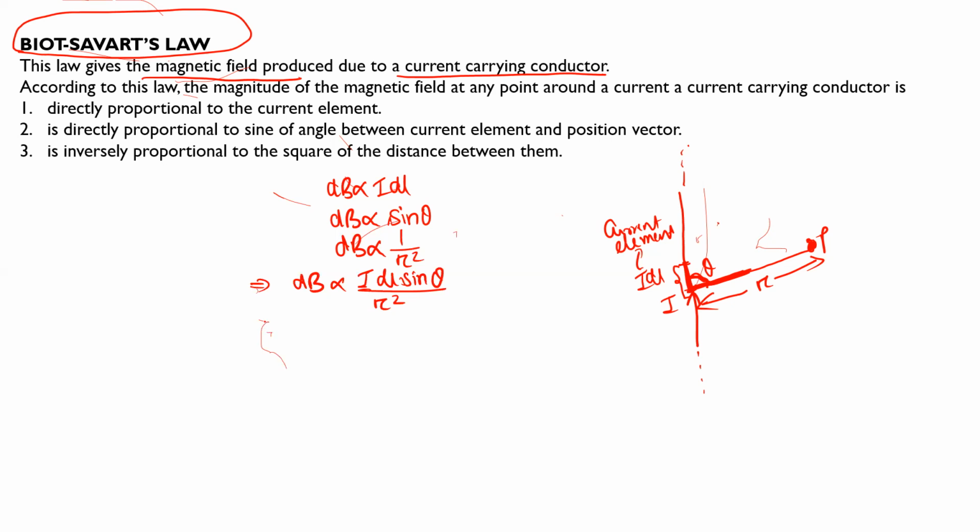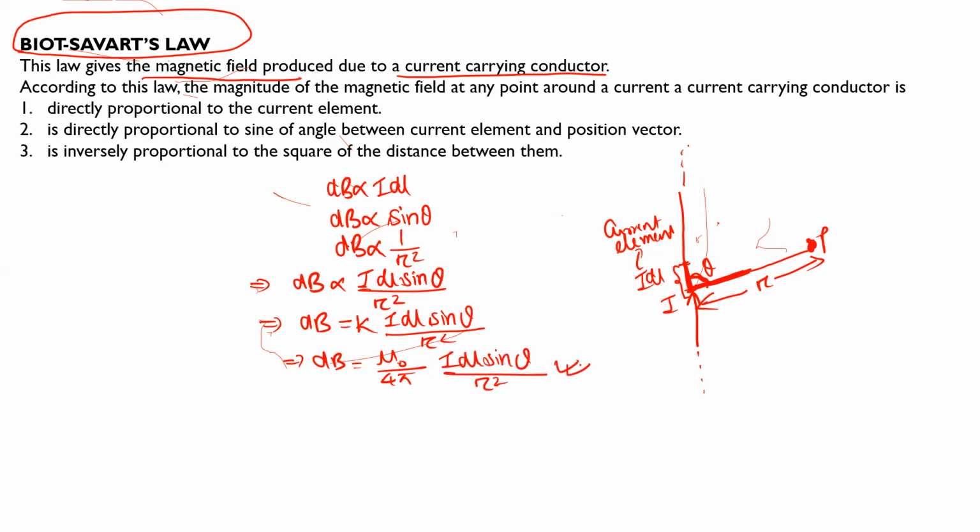In mathematics, whenever we remove the proportionality sign, we put an equal sign and a constant k. So it is k Idl sine theta by r square, which can be further written as B equals mu naught by 4 pi, times Idl sine theta by r square. So this is your Biot-Savart's law. Here, mu naught is the permeability of free space.